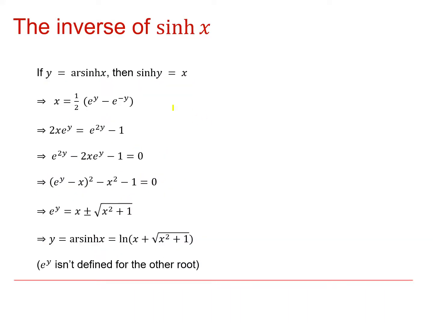There's that written up a little bit more tidily. There's the original setup that we had, and then we get down to the quadratic in e to the y with the solutions to that from completing the square, and then the indication that arcsin x is equal to the log of x plus root x squared plus 1 only, and we know that e to the y isn't defined for the other root.